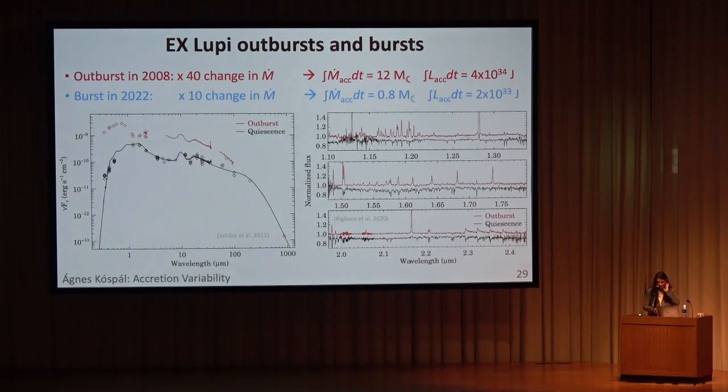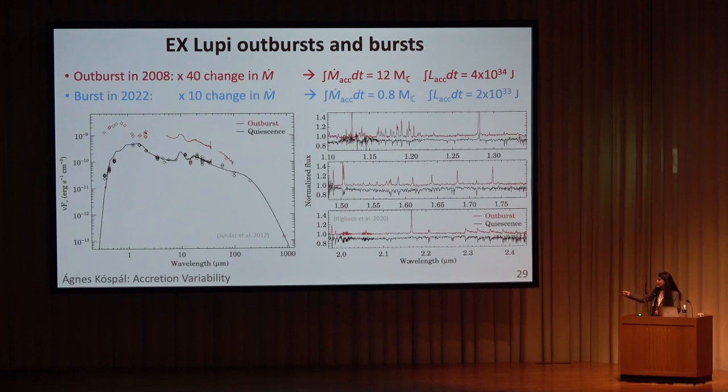So we can have a look at how the accretion rate changed during these events. As an example, let's take the big outburst that happened in 2008, and the smaller burst that happened in 2022. During the big outburst in 2008, the accretion rate went up by a factor of 40. And you can see here how the acidity of the object changed and how the spectral properties in the near-infrared changed, as opposed to the small burst in 2022 when the accretion rate only went up by a factor of 7 to 10.